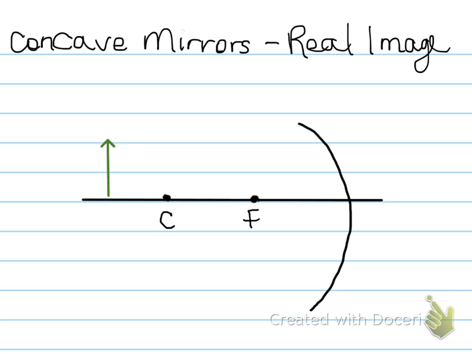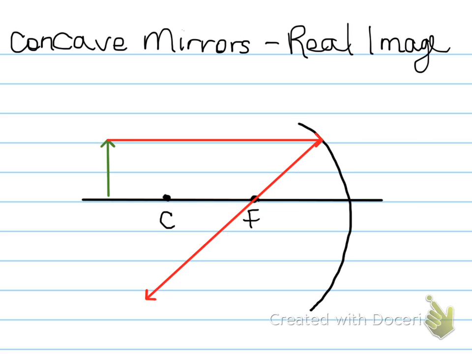So the first step you're going to do is draw a ray from the top of the image to the mirror. And if you follow the rule, when the ray hits the mirror, it's going to reflect off and go through F. So you're just going to go through your focal point F and follow that down. That's your first ray.